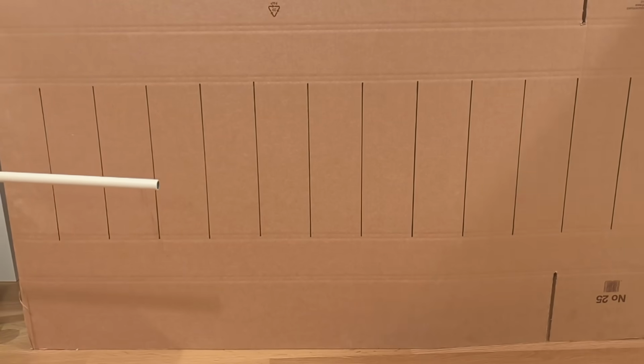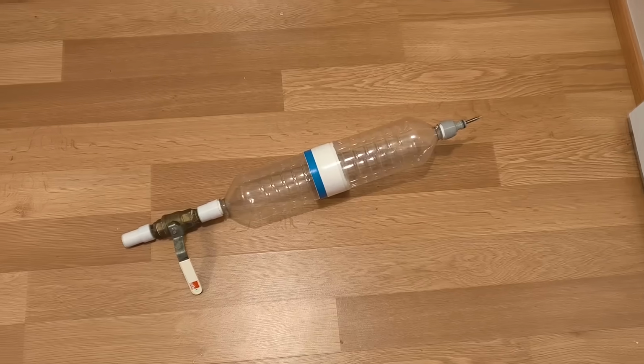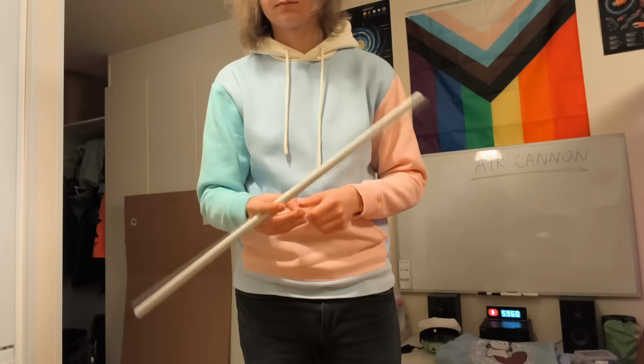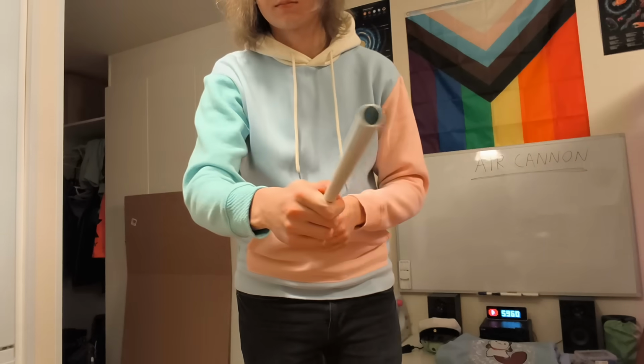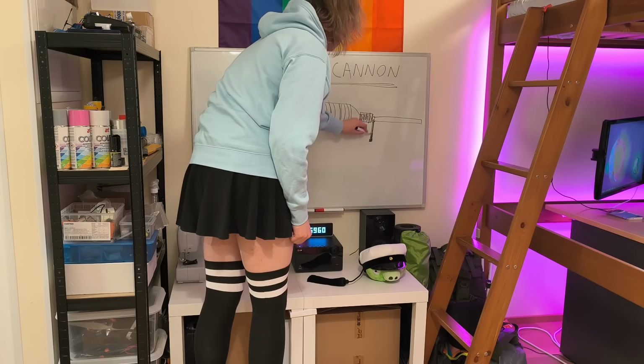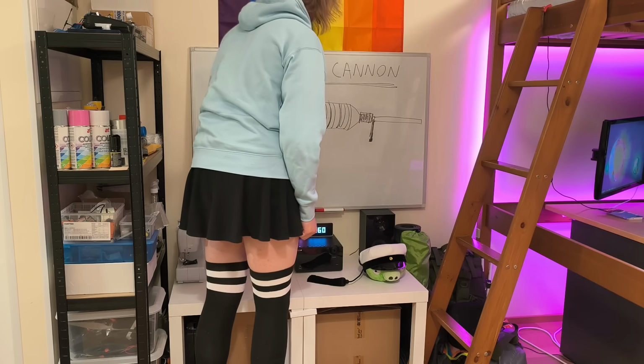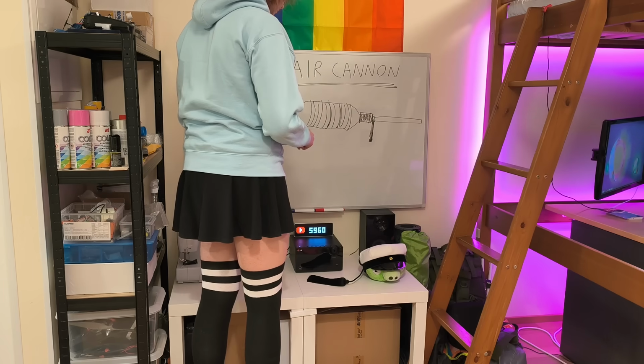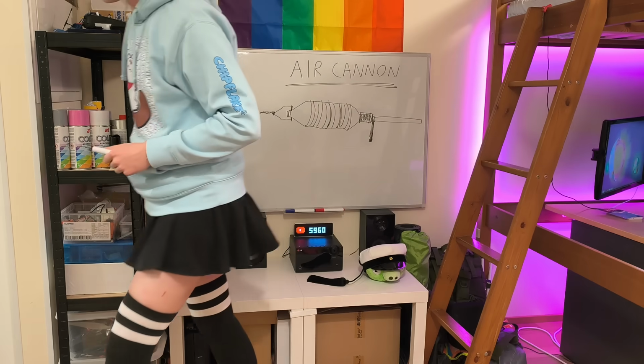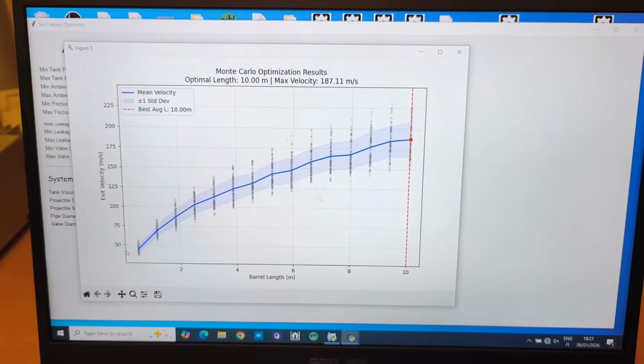This is a pneumatic projectile cannon. People usually design air cannons by guessing the barrel length or copying something that worked before. Because we're engineers, I wanted a way to calculate the best barrel length, not just for perfect conditions, but for real-world use, before I made any design decisions for its construction.